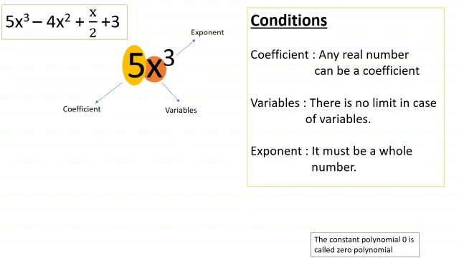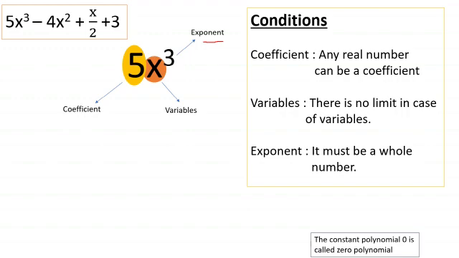An exponent must be a whole number. That is, it can be either 0, 1, 2, 3 and so on. So this exponent should be a whole number. It cannot be any other number. It cannot be any real number or any negative number or any fraction. It should be a whole number to make an algebraic expression into a polynomial.